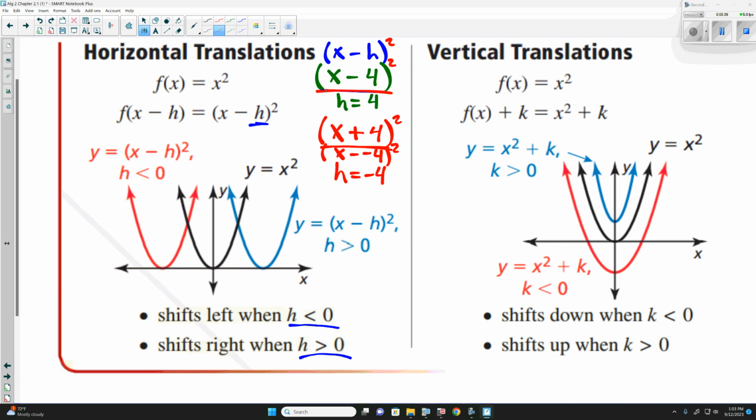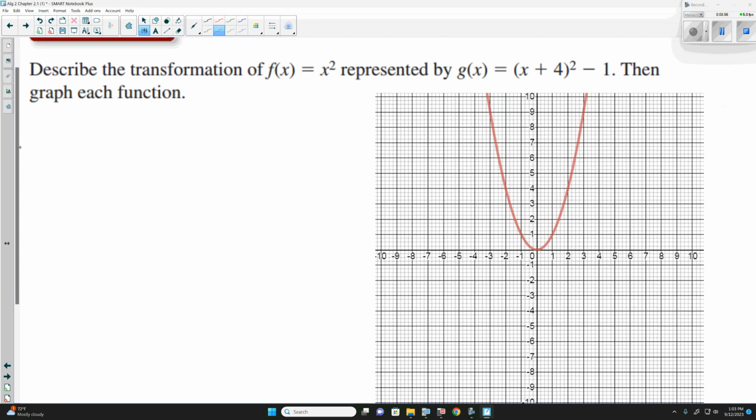Now, vertical, up, down, that's exactly what we think it is when it's outside the parentheses. If it's plus 4, it's moving up 4. If it's minus 4, we're moving down 4. Up and down is exactly what we think it is. Inside those parentheses, it's going to be the opposite. So let's look at this first example here.